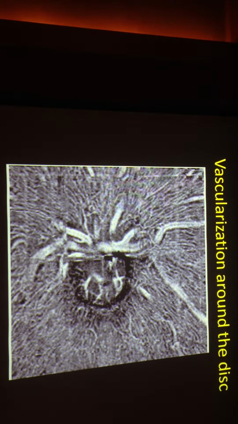At first, OCTA angiography was directly focused on age-related macular degeneration. And so when we decided to go to the optic nerve, we discovered this part of the anatomy we did not know very well.